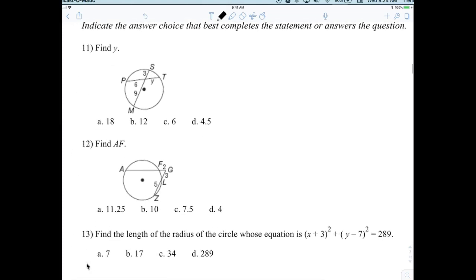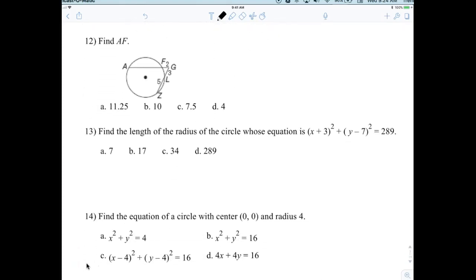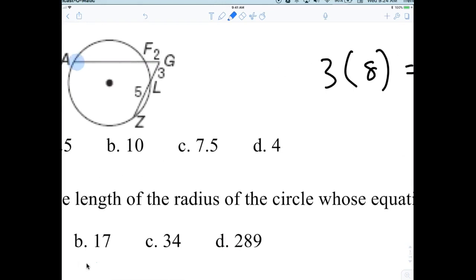Now, number 11. Again, the same parts. It's 6y equals 27. Now, on the multiple choice here, we would say 3 times 8 is equal to 2 times x. All right. That's what I said.